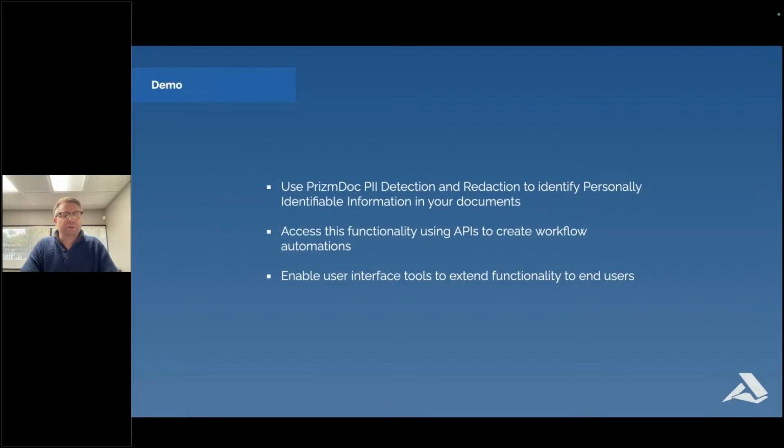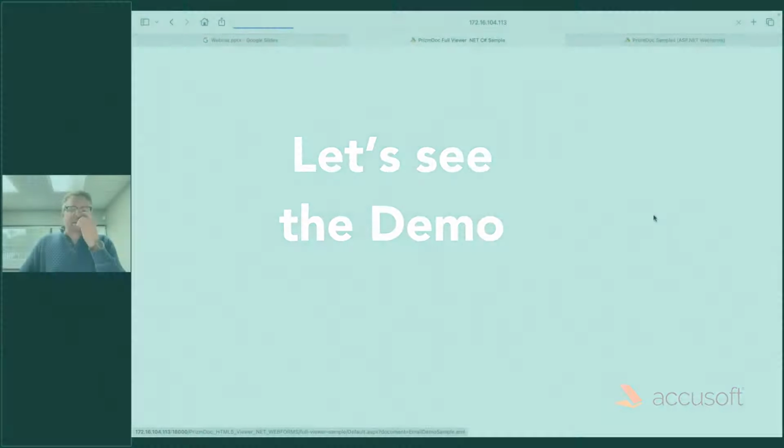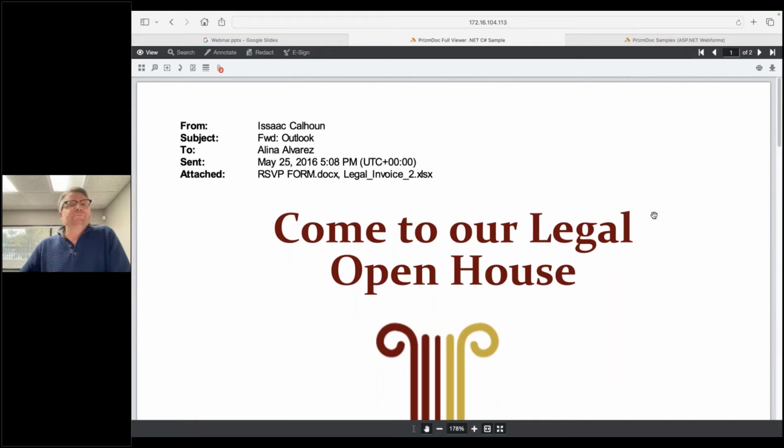So that's what we're going to show you here real quick. I'm going to pull up a sample document in the viewer. In this case, it's an email document. And we have our standard tools that come turned on by default within the viewer: search, annotate, redaction, e-sign, all of the basic functionality that's here. If I go to the redaction tab, I have this new feature here where, if I have this module turned on, I can do this detect personally identifiable information.